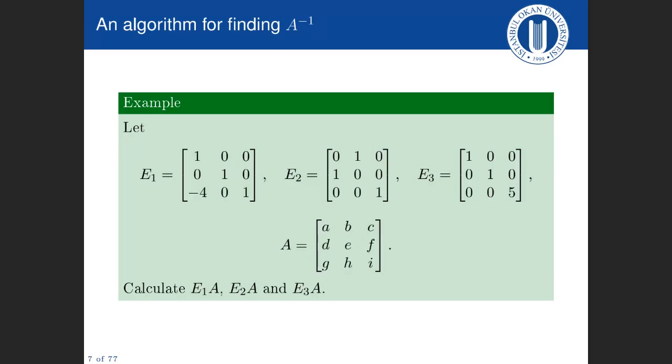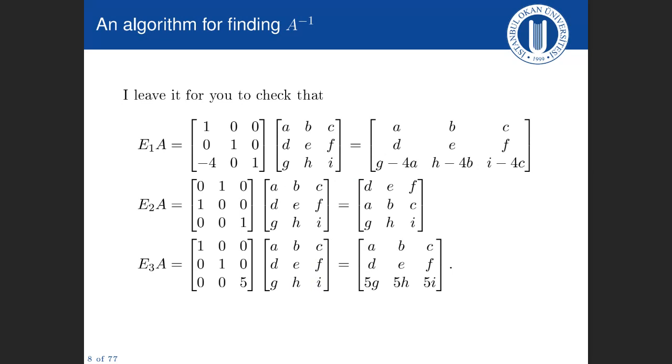Let E1, E2, and E3 be these 3 elementary matrices. That's the 3 which I did earlier. I'm getting to talking about inverses. Let's suppose A is a general 3 by 3 matrix. Let's say it's the matrix A, B, C, D, E, F, G, H, I. Calculate E1A, E2A, and E3A. I'm going to leave it for you to check these. It's just multiplying 2 matrices together.